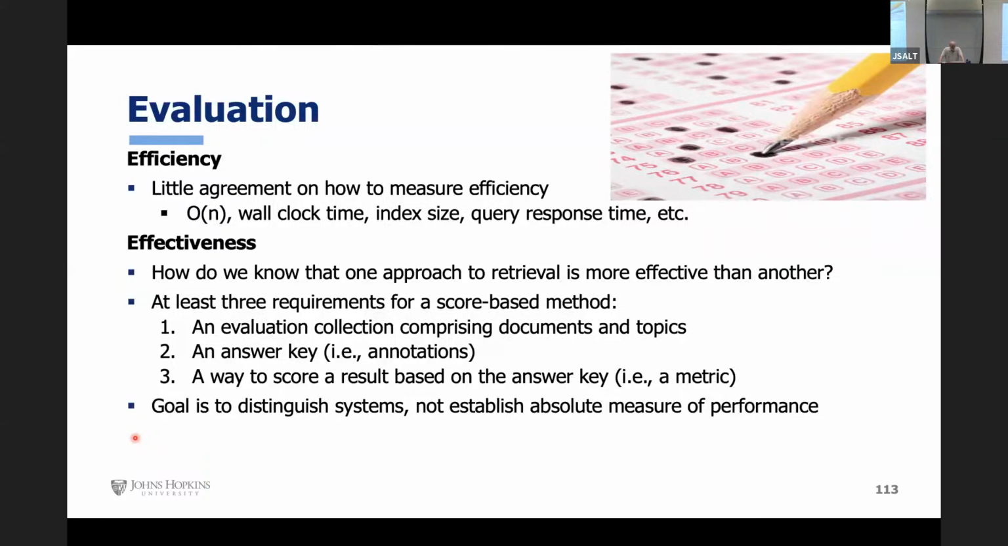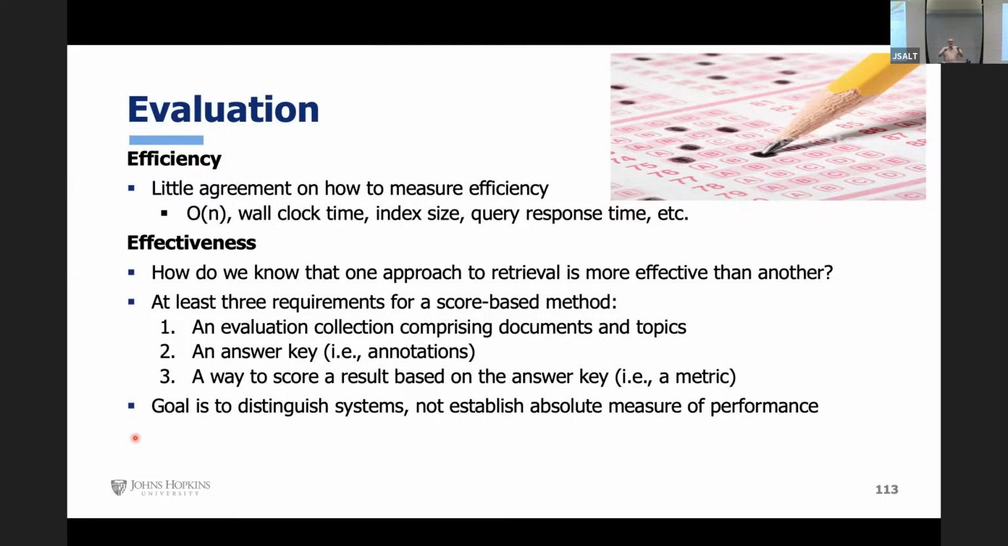So for effectiveness, we want to know how well one approach to retrieval compares to another. And there are at least 3 requirements if you're going to do a score-based method for doing this. You need an evaluation collection that has documents and topics. You need an answer key that says, for each topic, what documents are relevant. And you need a way to score a result based on the answer key. So you need some metric.